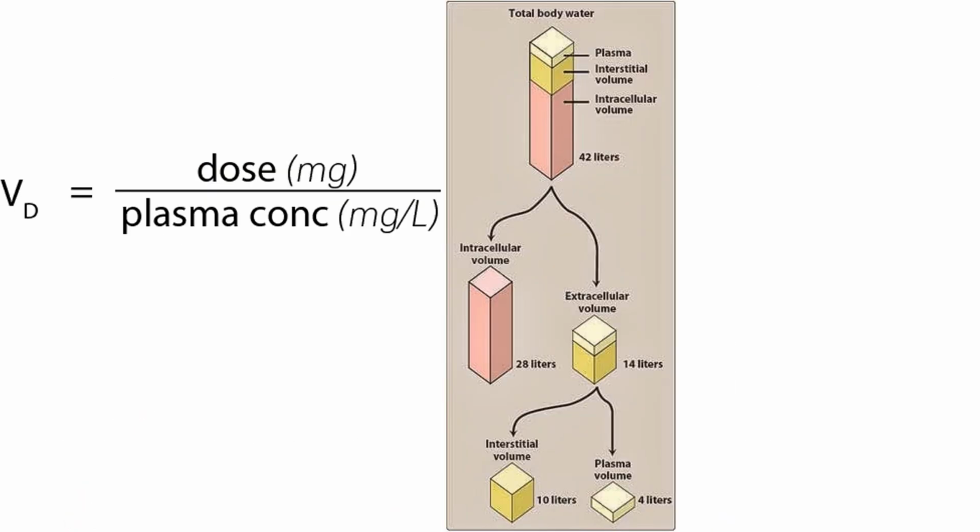Here is the picture of body fluid compartments. Total body water we know is 42 liters. Of total body water, 2/3 is intracellular, that's 28 liters. 1/3 is extracellular, that's 14 liters. And of this extracellular volume, we have 4 liters of plasma volume, and the rest is interstitial. So if a drug like drug A likes to stay in plasma alone because it can't distribute anywhere else, then its volume of distribution would range around 4 liters, right?